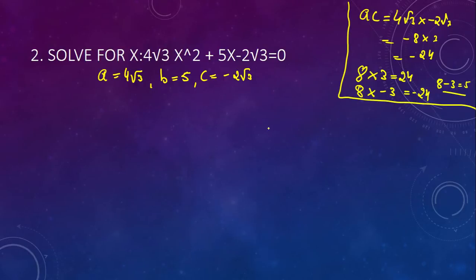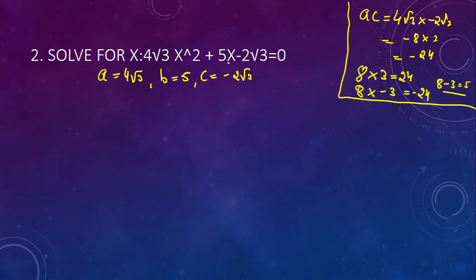Now here it was an easy number, but in some equations, the number is very difficult to find. In that case, draw a factorization tree, a very long factorization tree, and try to find the numbers. That's the best method. It will be quicker as you get it with practice. Now, 4 root 3 x square plus 5x minus 2 root 3 equal to 0. Now we got our two numbers.